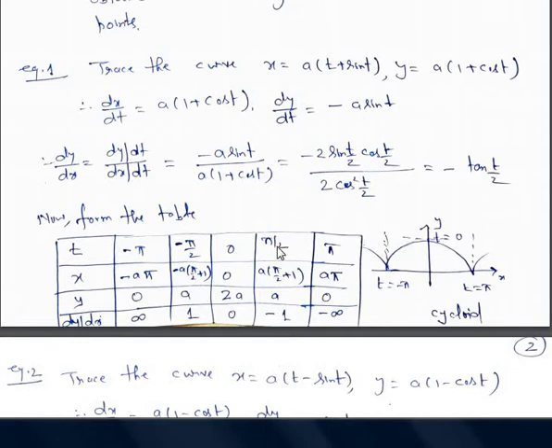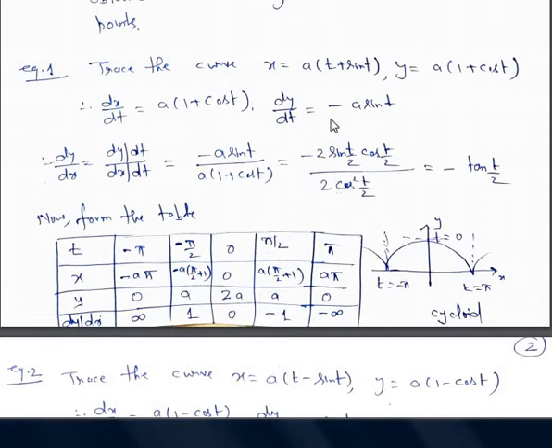And similarly, we can find out for pi/2 and pi. For pi/2, dy/dx is -1, meaning the tangent makes an angle of 135 degrees with the x-axis at this point. And for t = pi, dy/dx is -infinity, meaning the tangent is parallel to the y-axis. So you draw this curve, showing one branch of this cycloid.